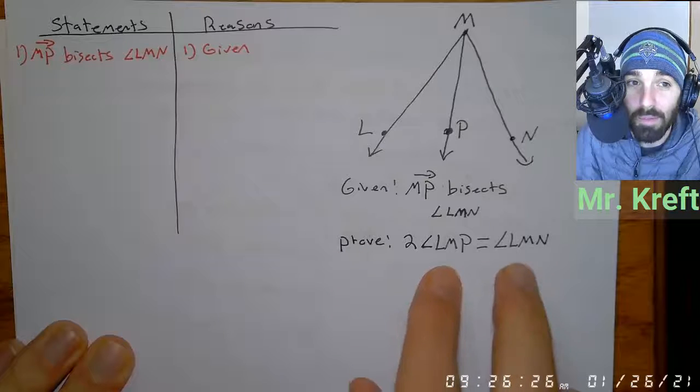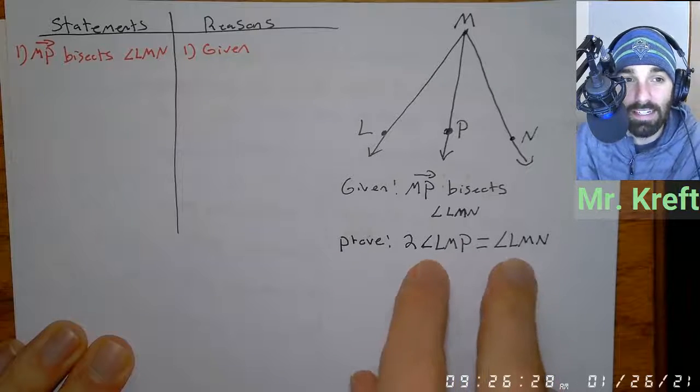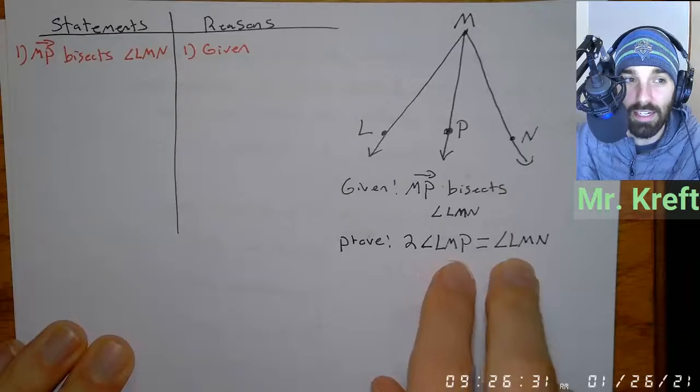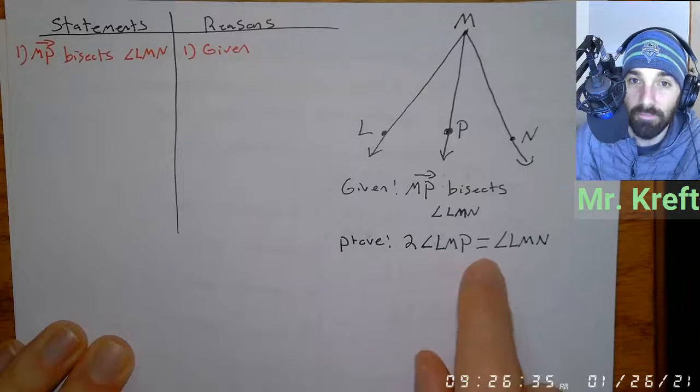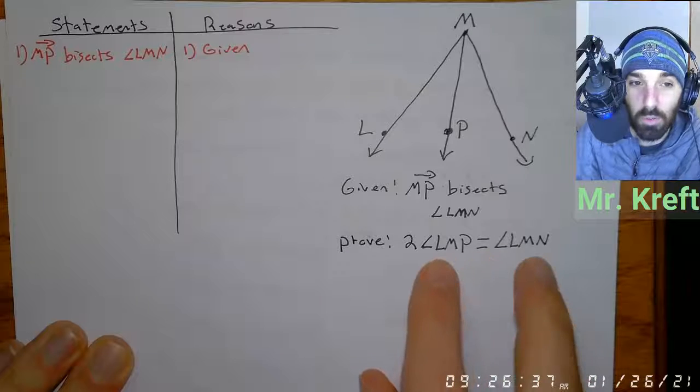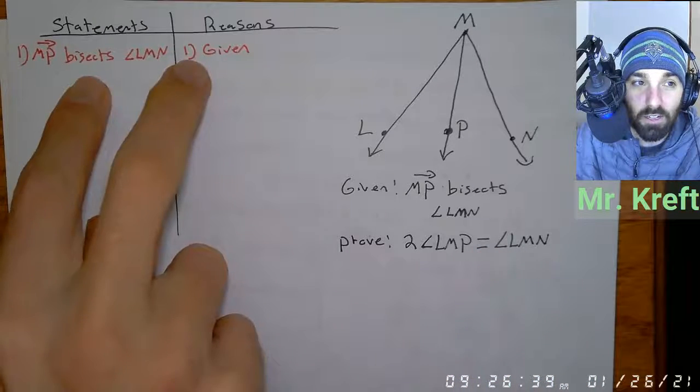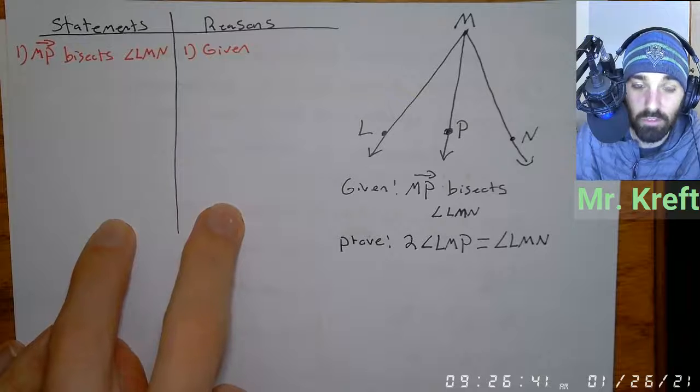So I'm going to take a look at what I'm going to try to prove. Well, I need 2 angle LMPs, and I need 1 angle LMN, and I need an equation. Okay, so I need both of these in an equation. And if I look at my proof, I don't have an equation.